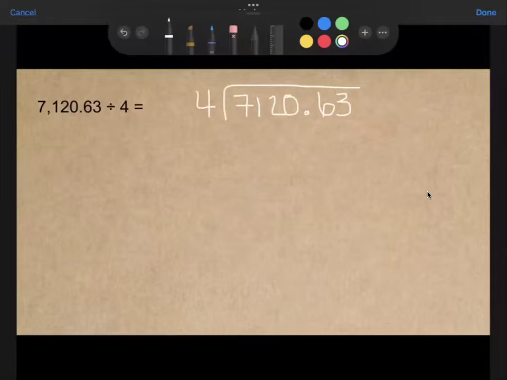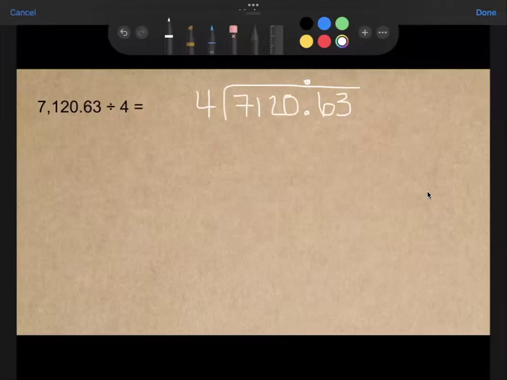Now, I might be writing a little bit smaller because this to me looks like it's going to be a bigger problem. We've got a bigger number to divide. So I'm just anticipating I might need some more room. So I'm writing a little bit smaller than I normally do. I'm going to go ahead and put that decimal up into the answer space.